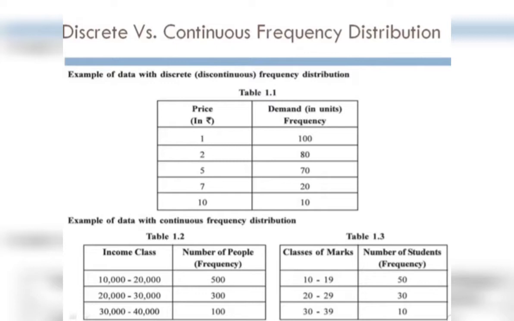Then we can say it is a continuous frequency distribution, and whenever you are drawing the graph you will see there is a continuous frequency distribution. In table 1.3 also it is a similar thing. Classes of marks are given, 10-19, 20-29, 30-39, and the number of students, the frequency, is given. Okay, so these are the tables. Whenever you are writing about the continuous and discontinuous ones, you can draw these tables.